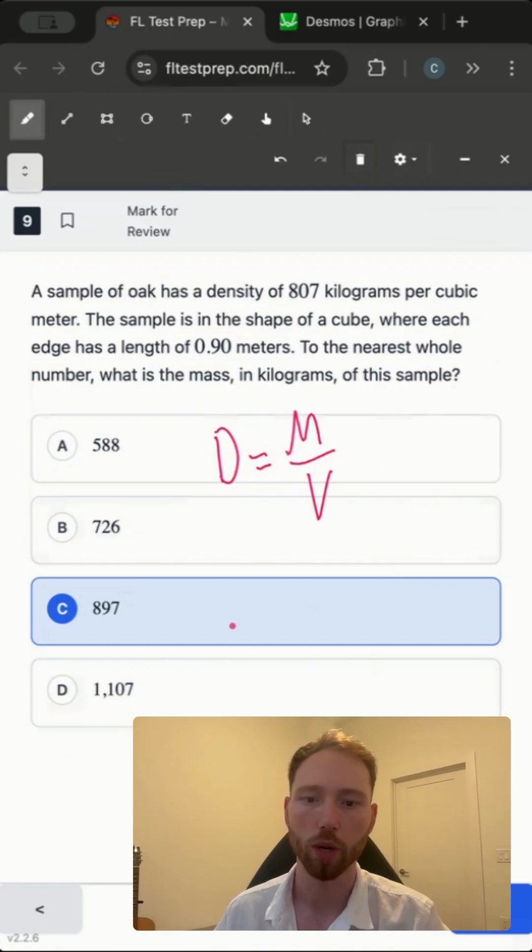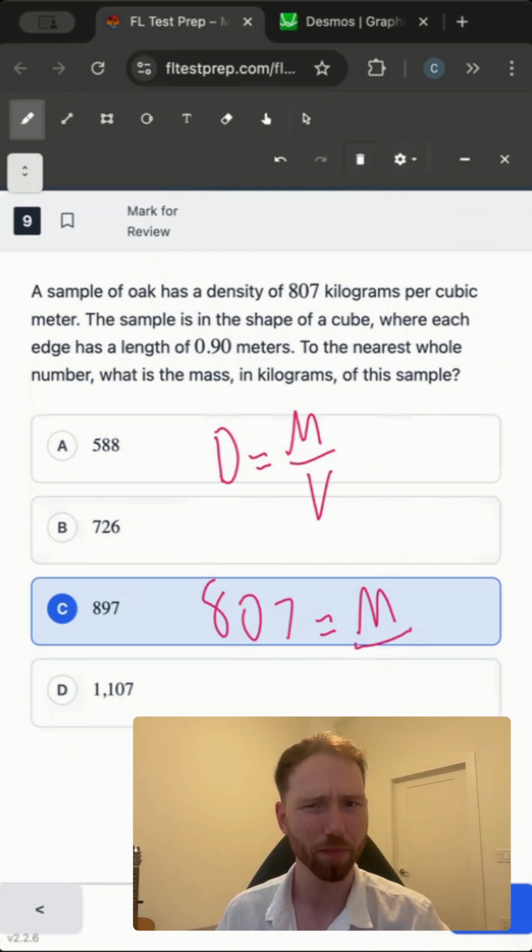So here's what we know. We know the density is 807. And we're looking for the mass, but did they give us the volume? No, they didn't give us the volume, but they did tell us that it's a cube, and its side length is 0.9.